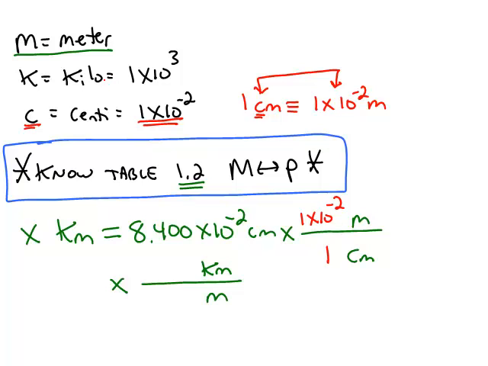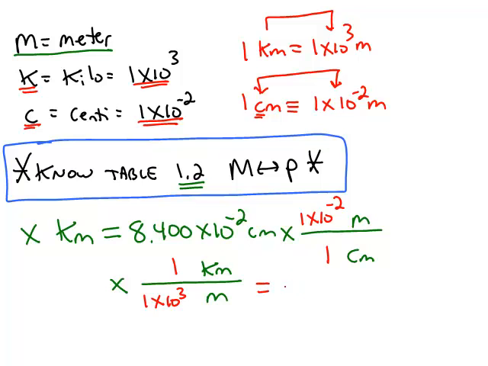Same sort of thing with lowercase k. Lowercase k is kilo, so for 1 kilometer, we replace kilo, k, with its value, 1 times 10 to the third, and then we still have the meter. 1 kilometer in the top is equivalent to 1 times 10 to the third meters in the denominator. And this gives us an answer of 8.400 times 10 to the negative second kilometers.